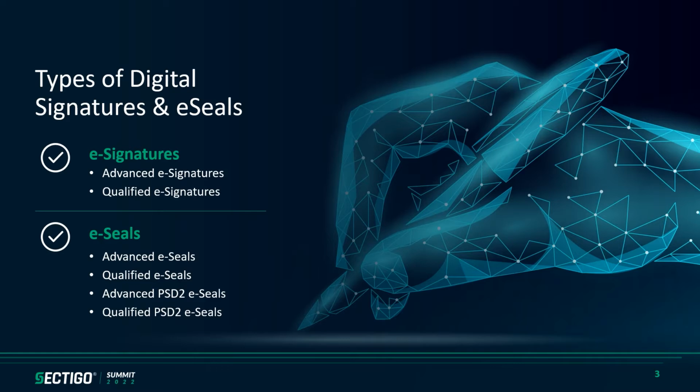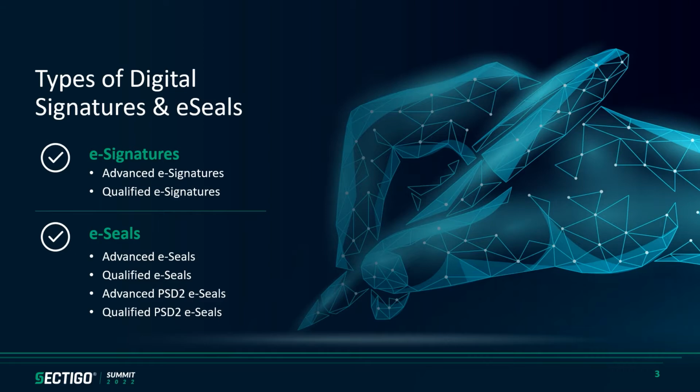Digital signatures can be broadly categorized into two types, namely advanced and qualified e-signatures. Electronic seals are digital signatures where the signer is a legal entity, such as a business or organization. These come in two varieties, namely advanced e-seals and qualified e-seals. In addition to this, banks and payment service providers within the EU require some further specialized electronic seals that comply with the Revised Payment Service Directive Standard, or PSD2.